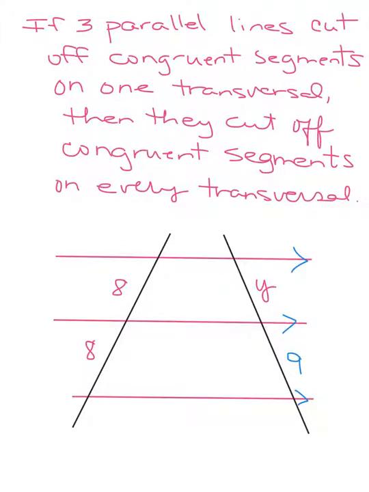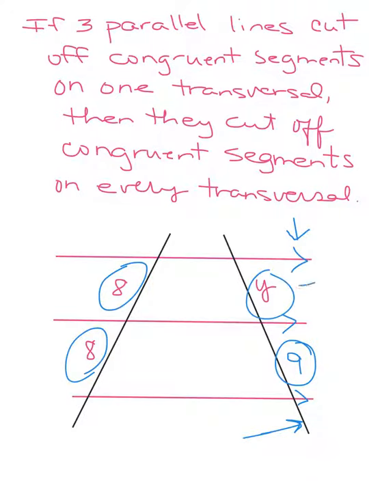Our next theorem says if three parallel lines cut off congruent segments on one transversal, then they cut off congruent segments on every transversal. So we can see right here we have our three parallel lines by the markings, and I can see that this is a congruent segment here, has a value of 8, and it's congruent to the other segment, which is also value 8. Now, that means that on this other transversal, we also will have congruent segments. So if this segment here is 9, then we know that y is also equal to 9.